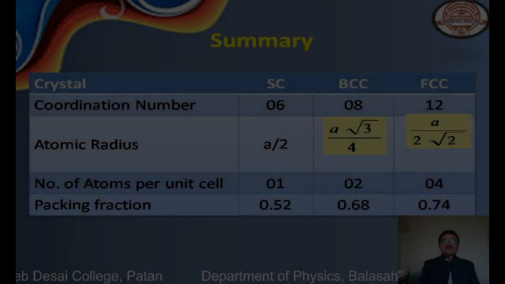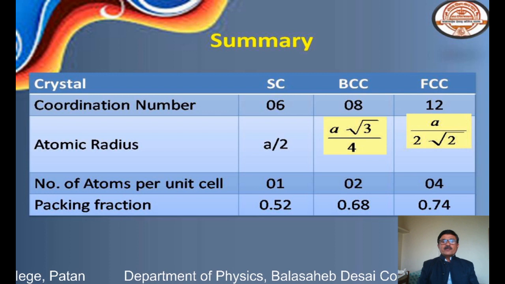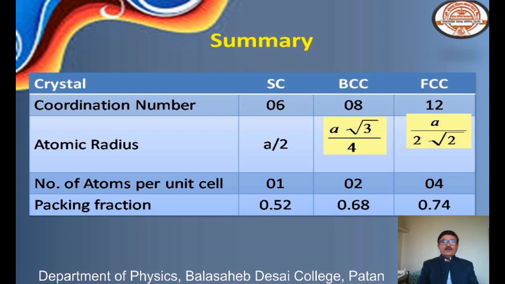So in summary, if you look at the cubic crystals and coordination number, atomic radius, number of atoms per unit cell and packing fraction, you will observe that face centered cubic crystal has the most packing fraction.